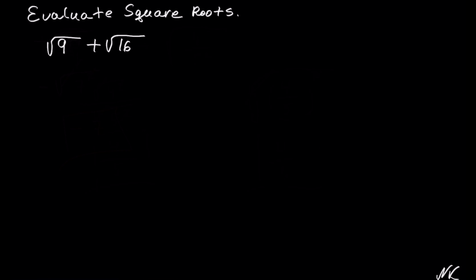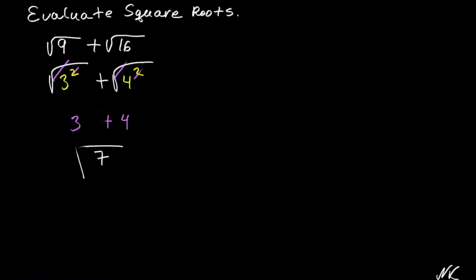In this example, we have to evaluate square root of 9 plus square root of 16. So we have to simplify radicals first before we perform addition. So let's rewrite 9 as 3 to the second and 16 as 4 to the second, and we keep everything else as is. So we have square root of 3 to the second plus square root of 4 to the second. Square root and the second power will cancel, square root and the second power will cancel, and we are left with 3 plus 4, and 3 plus 4 is 7. And this is our solution.